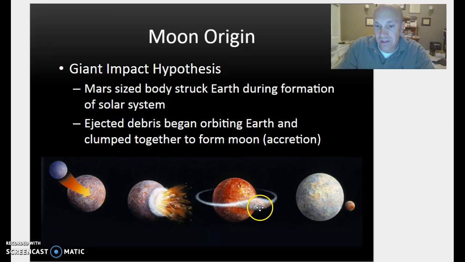All of that dust and debris went out into space and eventually clumped together through a process called accretion, and that is how it is explained that our moon was formed. All of that dust and debris suddenly came together through forces of gravity to make the moon.